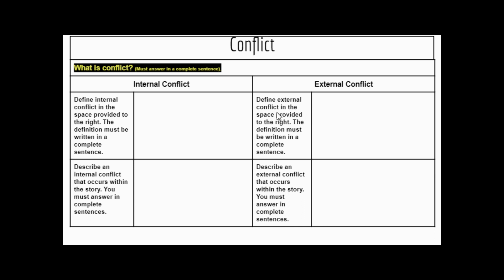All right, external conflict. In the space provided to the right, the definition must be written in a complete sentence. Then describe an external conflict that occurs within the story. You must answer in a complete sentence. In Alabama Moon, Moon faces problems with the law. Explain why he faces problems with the law. What has he done to cause the law to go after him? Any questions about this slide before I move on to the next one?